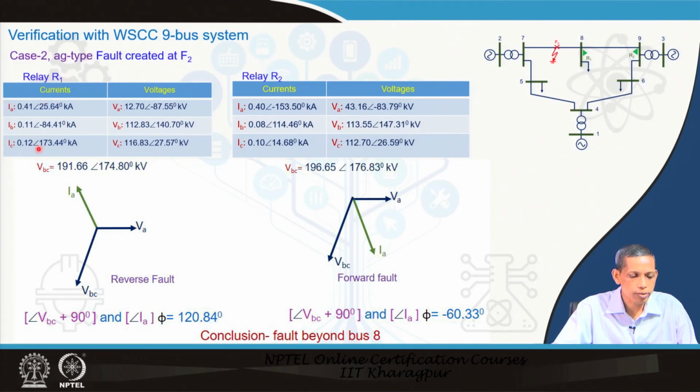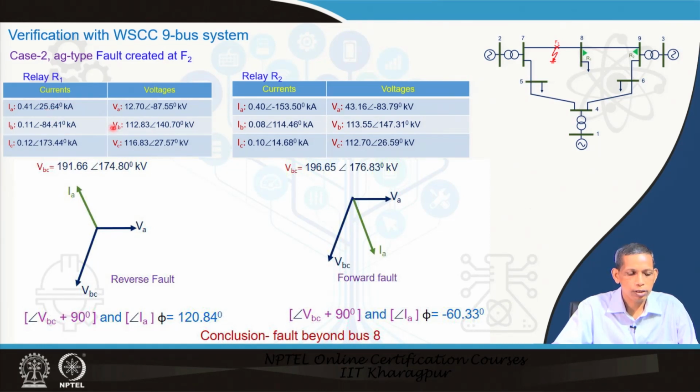Relay R1 has this set of currents and this set of voltages; R2 has this set of currents and voltages. So, current in phase A is high, and voltage in phase A is substantially low; here also it is lower than B and C. We computed VBC from V minus BC here. Now, I got the corresponding VBC, VA and IA positions like this. Note that for this case the IA takes a position like this.